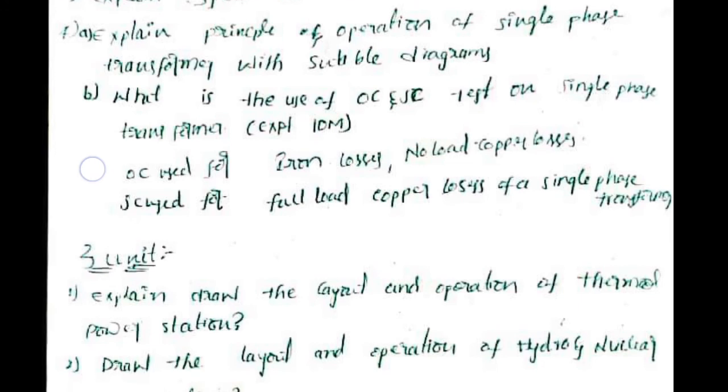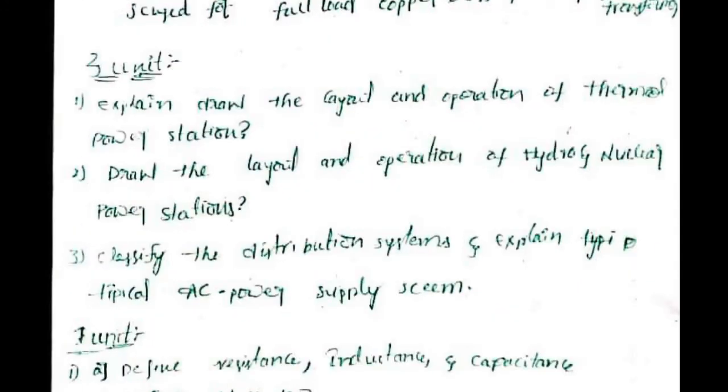From Unit 3, what are the important assignment questions you have to write? Explain about the layout and operation of thermal power plant. Thermal power station, how it works, layout, single line diagram. After that, classify the distribution system, primary and secondary. Explain typical AC power supply scheme. This is about Unit 3.